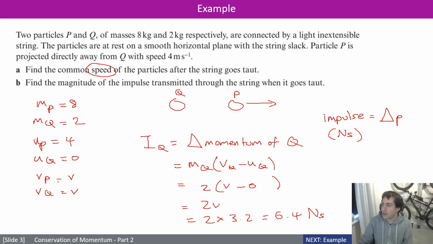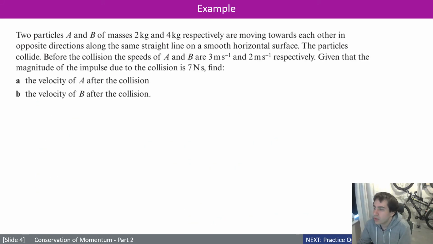Okay, and then let's look at one final example. So in this question, we're given two objects. They are moving towards each other in opposite directions along the same straight line on a smooth horizontal surface, sort of the classic situation. However, in this case, you're given the initial speeds, but then instead of being given the final speed of one of the objects, you're just told the impulse due to the collision. So in other words, what the change in momentum is, and then find the velocity of A and velocity of B. So again, you just want to write out the notation formally. So see if you can do it yourself actually while I write it, and then see if we agree.